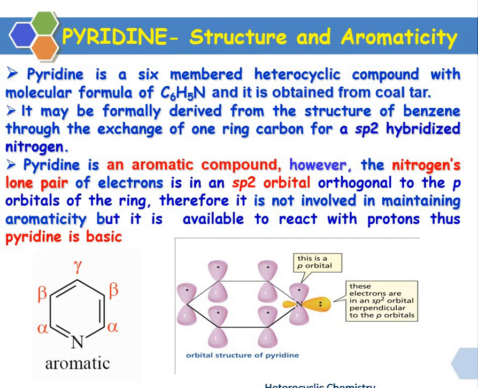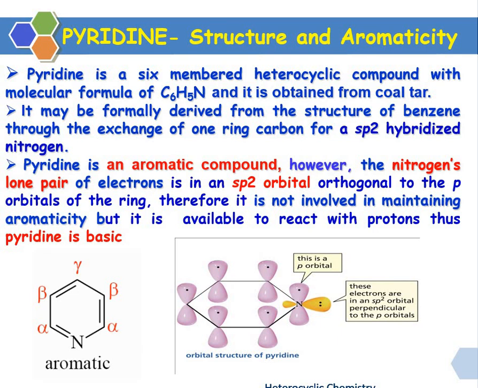Today in this video, I am going to describe pyridine structure and aromaticity. You know, pyridine is a six-membered heterocyclic compound with molecular formula C6H5N, and it is obtained from coal tar.